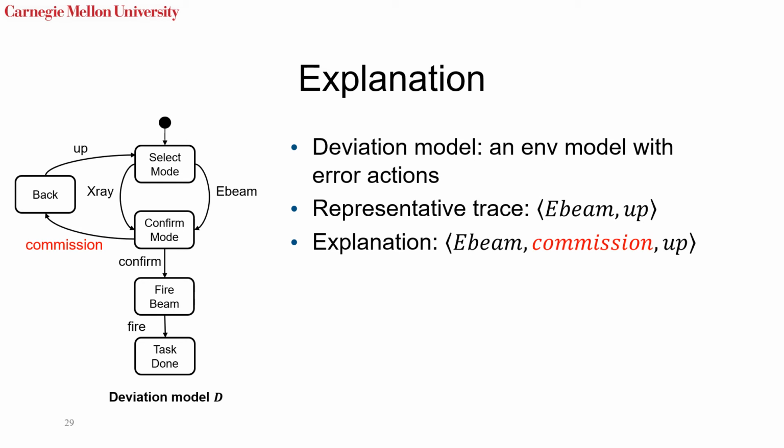In short, a deviation model is an environment model with error transitions. For example, in the deviation model for 3025, we add a commission transition from confirm mode state to select mode state. A commission error means the user does something that should not be done. That is, instead of doing confirm, the user does up action. Thus, we can generate an explanation for the representative trace. That is, the user chooses E-beam mode and performs up because of a commission error. And we can conclude that the system is robust against this scenario.